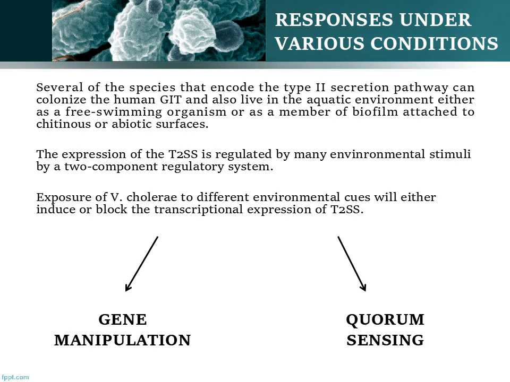The expression of the type 2 secretion system is regulated by many environmental stimuli through a two-component regulatory system. It involves the first component, which is a sensor kinase to detect and transduce the environmental signals into the cell, and a second component, which is a response regulator protein to control the expression of genes. The exposure of Vibrio cholerae to different environmental cues will either induce or block the transcriptional expression of the type 2 secretion system. We will be focusing on two methods, which are gene manipulation and quorum sensing.